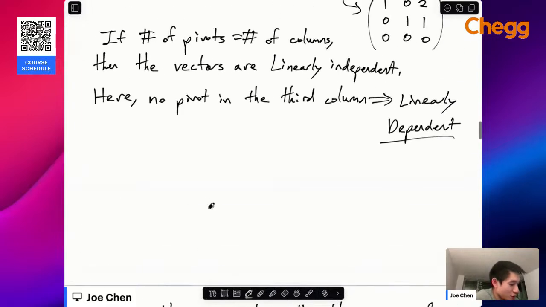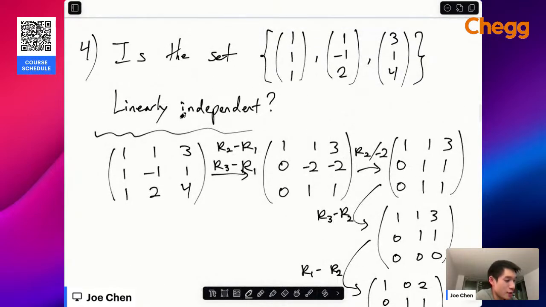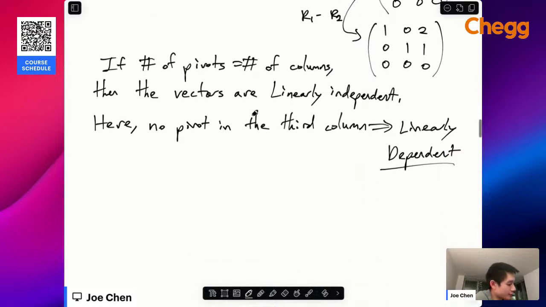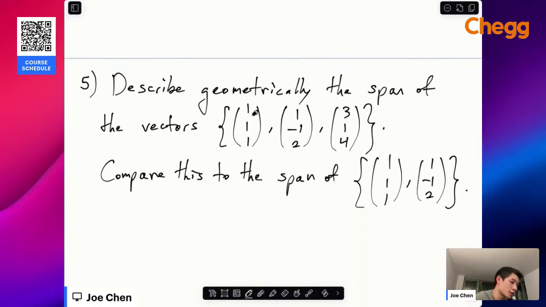All right, I have a related question to follow up on linear independence. I will hopefully give us some intuition as to what it looks like when vectors are linearly independent or not. So here's a follow-up question. I have the same three vectors, and here's another describe-geometrically question for the span of those vectors. And also, just to hit the point home, compare it to the span of these two vectors.